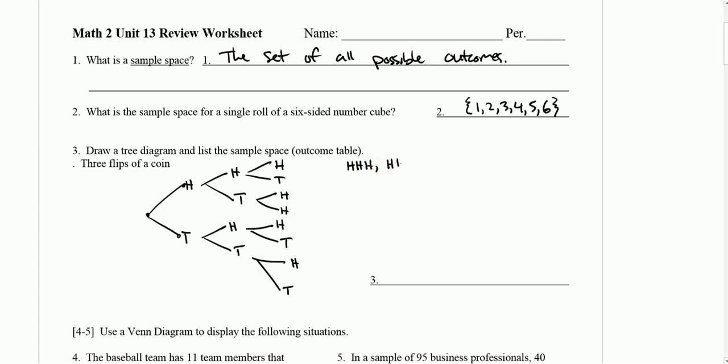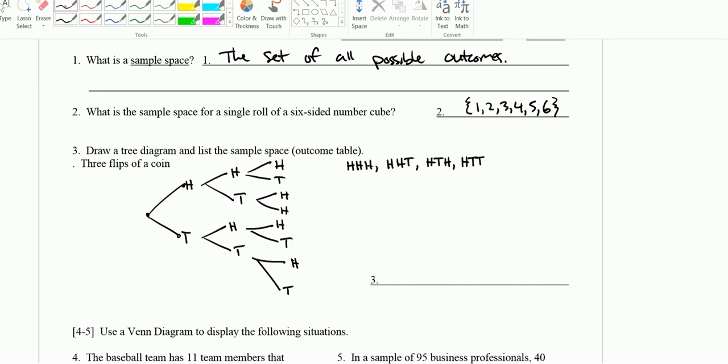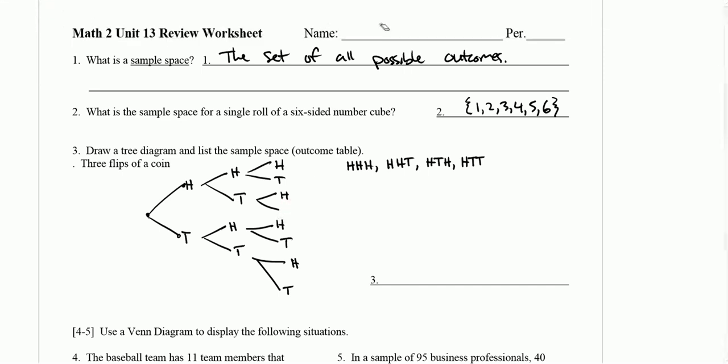heads, heads, tails, heads, tails, heads, heads, tails, tails. Gotta fix my tree diagram, sorry. Tails, heads, heads, tails, heads, tails, tails, tails, heads, and tails, tails, tails. There are 8 possible outcomes in the sample space.